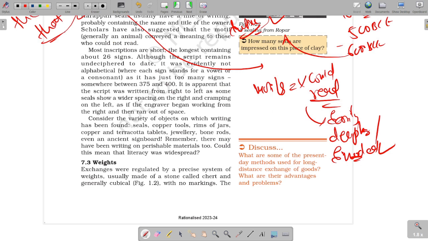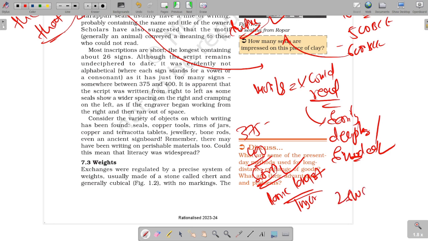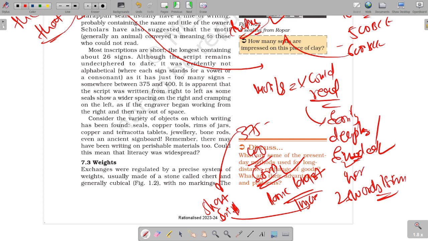We can find almost 375 to 400 signs, and basically the largest inscription found is about 26 words or signs. Basically, this is a short script in which the word is conveyed by picture, or pictographic script.